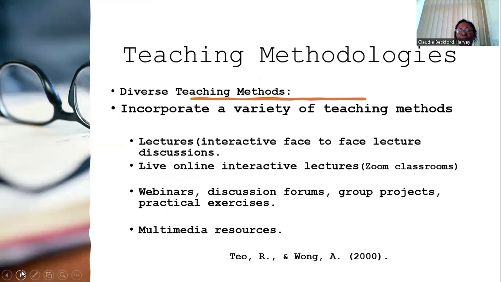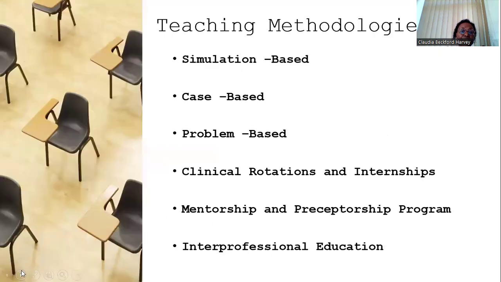Now we will look at some particular teaching methodologies. So first, we will look at the diverse teaching methods. These incorporate a variety of teaching methods to cater to the different learning styles of learners. Here, these involve lectures, interactive face-to-face lecture discussions. We can also have live online interactive lecture discussions via Zoom Classroom as one platform. We can have webinars, discussion forums, group projects, practical exercises, and of course, we can also use our multimedia.